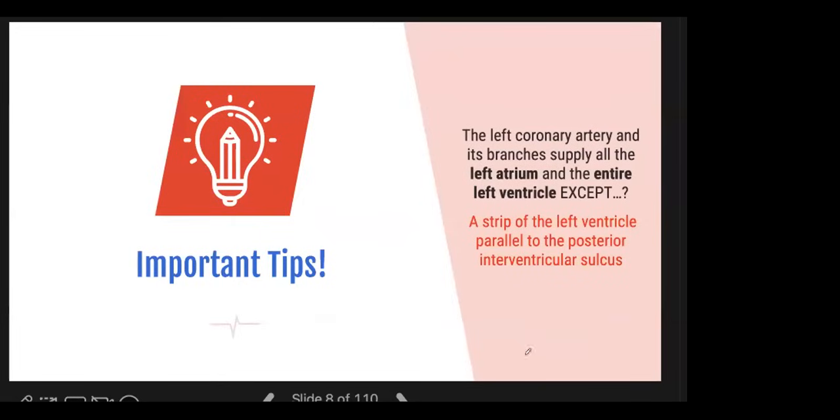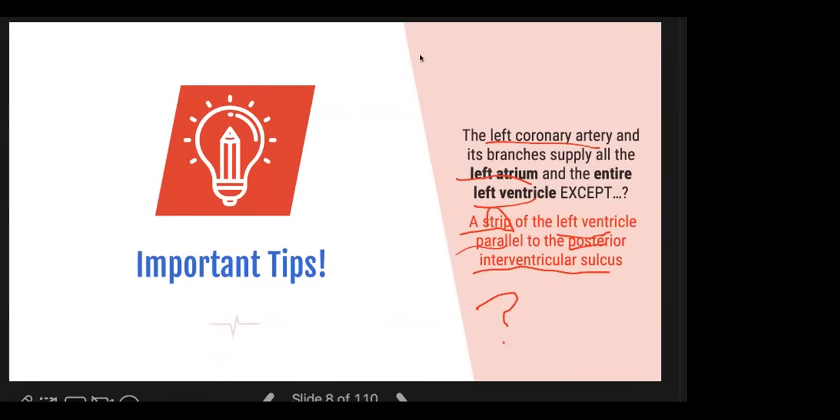So another question is that the left coronary artery supplies all of the left atrium and all the left ventricle, except a small strip of the left ventricle that's parallel to the posterior interventricular sulcus. So what artery supplies this area instead? If the left coronary artery is supplying almost all of the left atrium, almost all of the left ventricle, except a small area right beside the interventricular sulcus, what do you guys think would supply this area instead? Does anyone know?